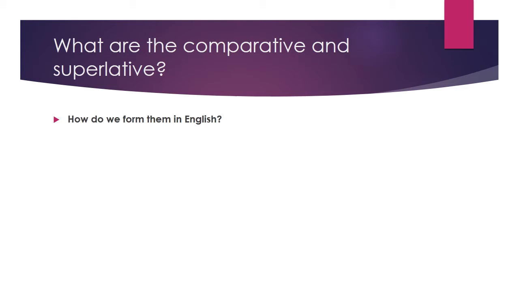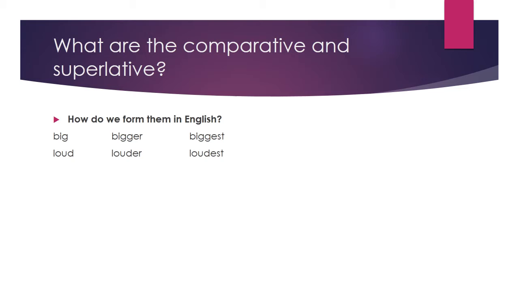Let's have a look at how we form them in English. Now, in English, if we have a single syllable, we can simply add an ER and an EST. So the comparative is bigger and the superlative is the biggest. You'll notice here that we've had to double a G. So we have some rules in English that you probably don't even realize we have as well. If we've got a single syllable with a short vowel, we generally will double our consonant at the end of the word before adding the ER or the EST.